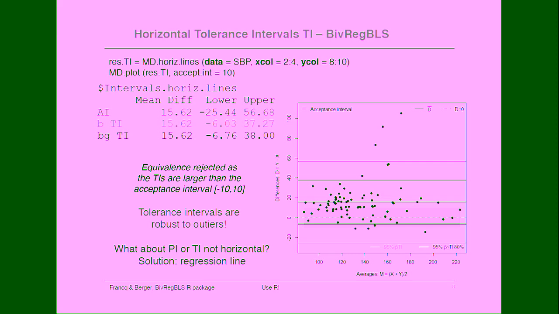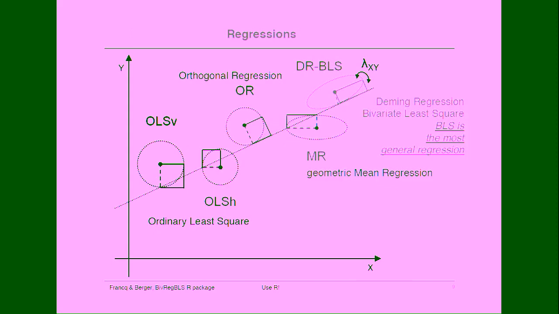But these lines are horizontal. So now if you want to model data, the BLS is actually a generalization of the Deming regression. It takes into account the error in both axes. So the BLS is the most general regression.